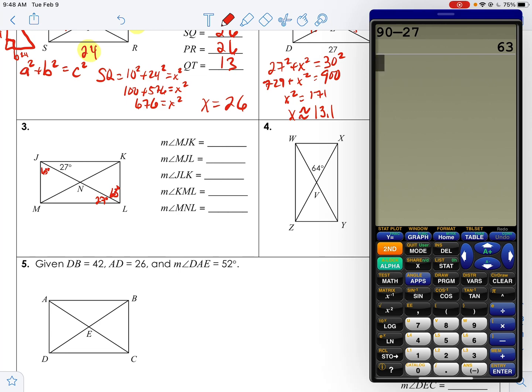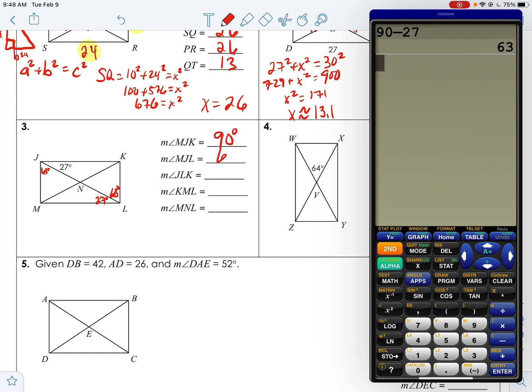Boom, boom, boom. So I know some of these angle pieces, so that's doing me some good there. Very nice. So let's look at the whole thing here. Angle MJK, M to J to K. Well, that's easy. That's 90 because all the corners are 90.